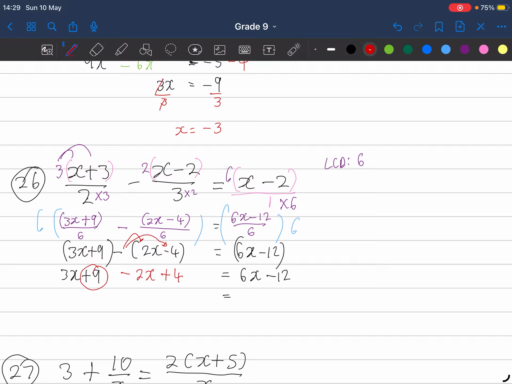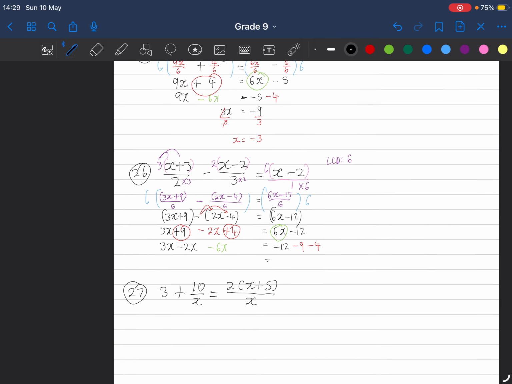you gotta move the terms. So on the left hand side, 3x minus 2x minus 6x. On the right hand side, negative 12 minus 9 minus 4.